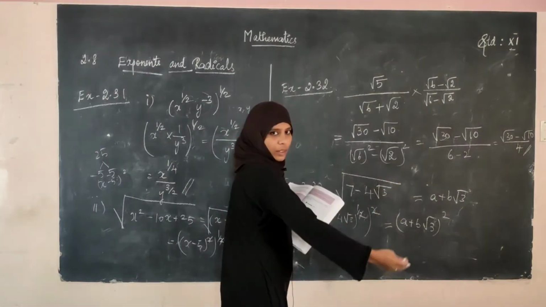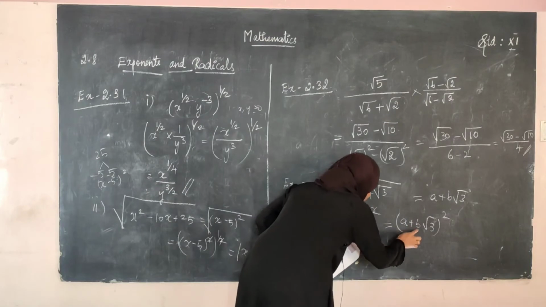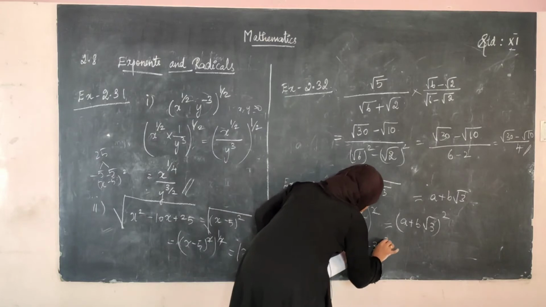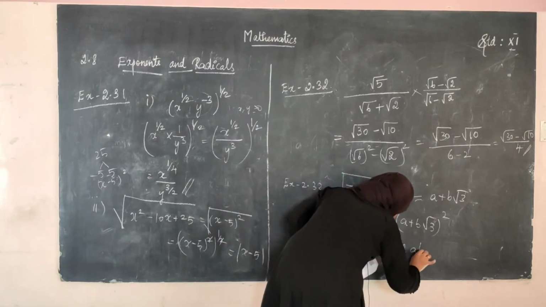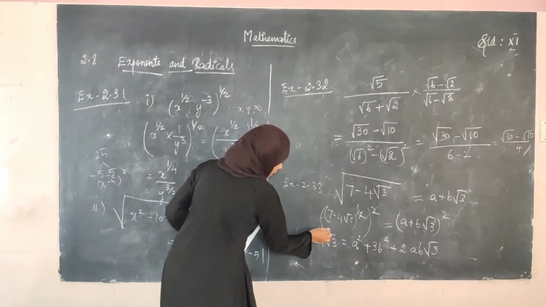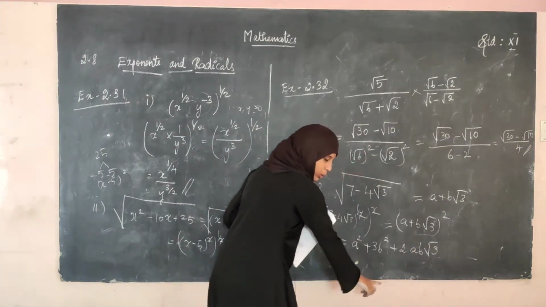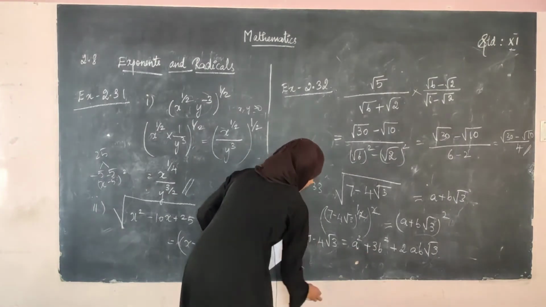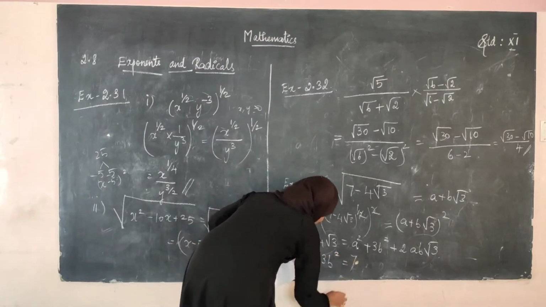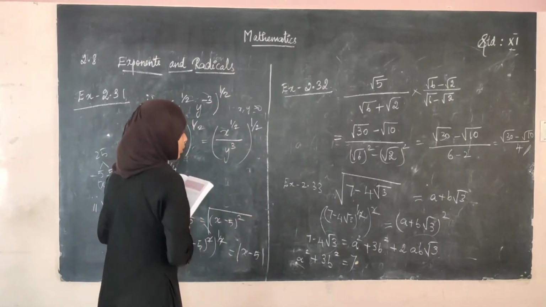So a plus b whole square, in that form we can change that: a square plus b square root 3 square is 3b square, plus 2ab root 3. Okay, so from this, see here, this term is having root 3 and this term is also having root 3. In the term a square plus 3b square, this can be equated to 7. Right? A square plus 3b square can be equated to 7.